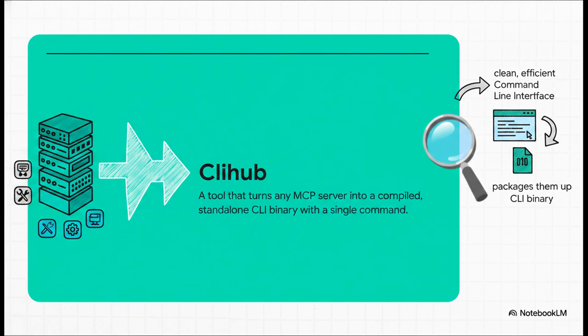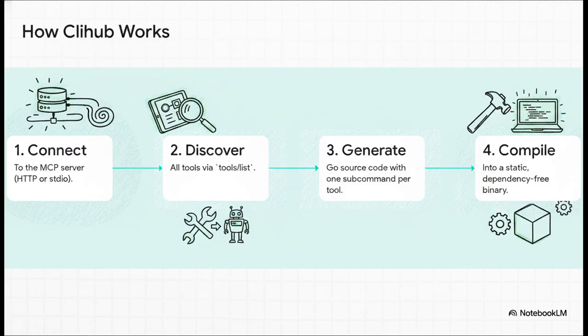It's this beautifully simple tool that basically acts as a bridge. It takes any standard MCP server with all its powerful tools, and with just one single command, it packages them all up into a clean, efficient command line interface. And the process itself? It's incredibly straightforward. First, Clihub connects to the server. Then, it discovers the list of available tools. After that, it generates the necessary code, and finally, it compiles it all into a single, ready-to-use file. That's it. A super elegant, four-step process that's completely automated.